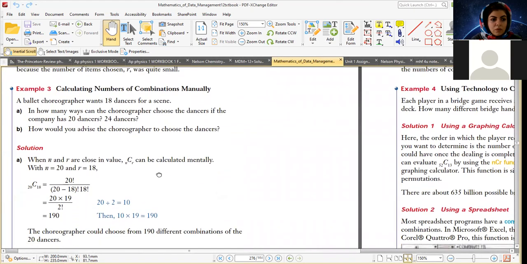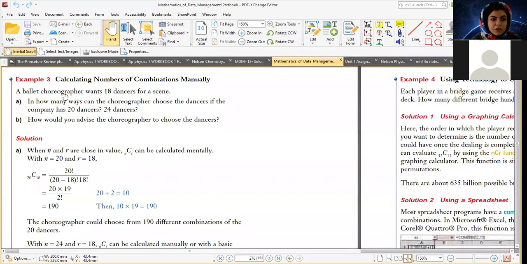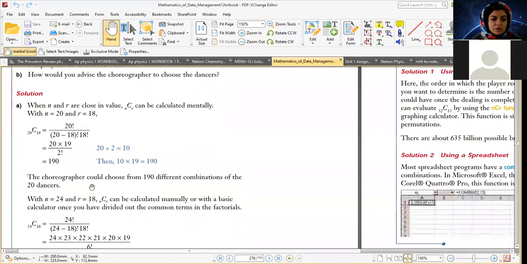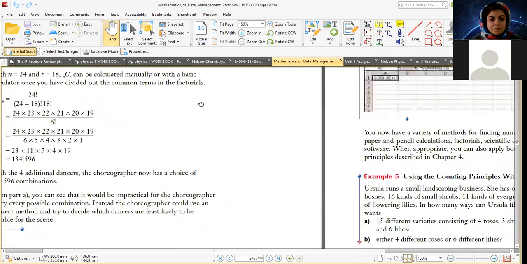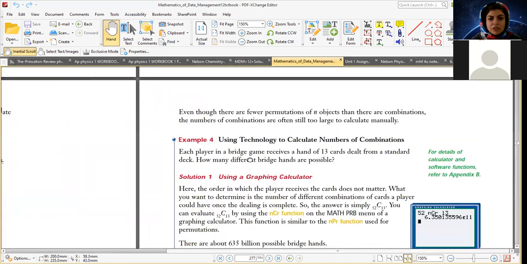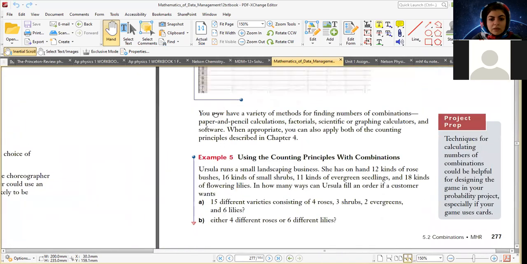Now, a ballet choreographer wants 18 dancers for a scene. In how many ways can the choreographer choose the dancers if the company has 20 dancers? Now I want to choose 18 out of 20, and I don't care about order, right? So you have to use combination, choosing 18 out of 20, or even 18 out of 24. I'm sure you know the formula. How would you advise the choreographer to choose the dancers? Okay, you don't have to answer part B, just knowing these questions. This is using the technology, that's okay.